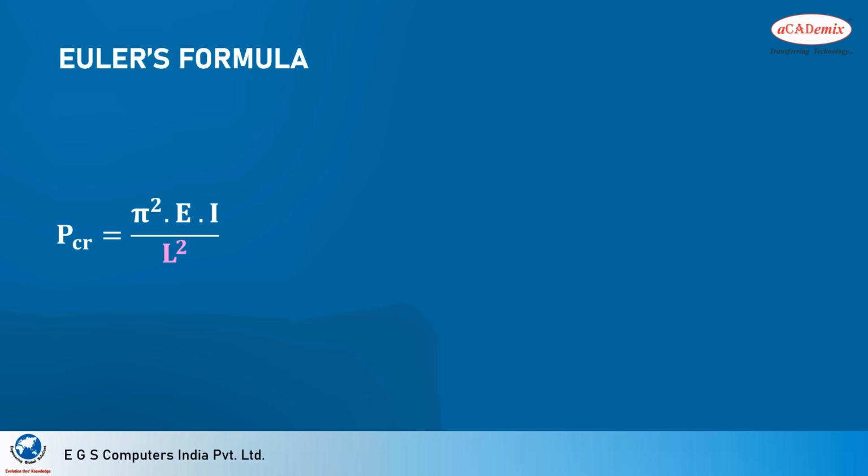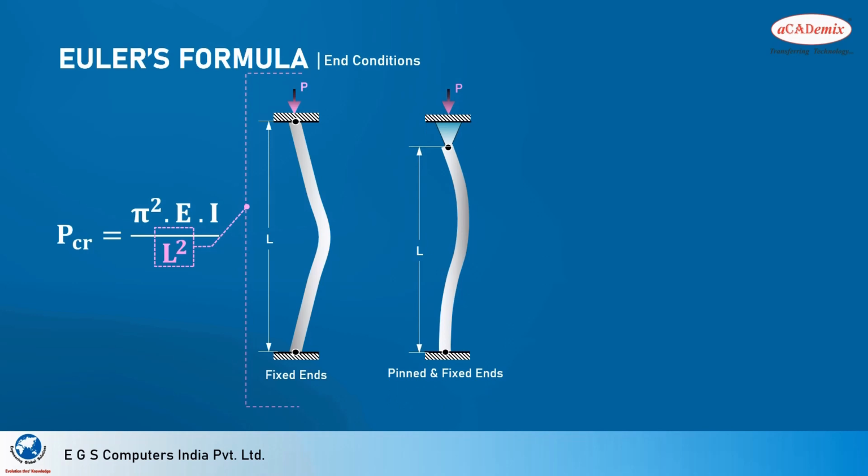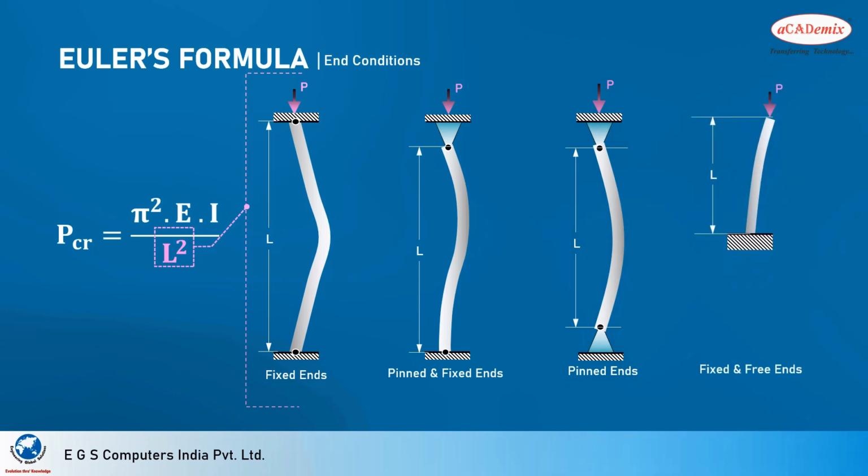The next term is L. It is the length of the column. Based on the connections, we have mainly four end conditions. The first one is fixed ends. A long column with a length of L fixed at both ends. The second one is pinned and fixed ends. The same long column with one end pinned and the other end fixed. The third one is pinned ends. Here, both ends of the column are pinned. The fourth one is fixed and free ends. Here, one end is fixed and the other end is free.